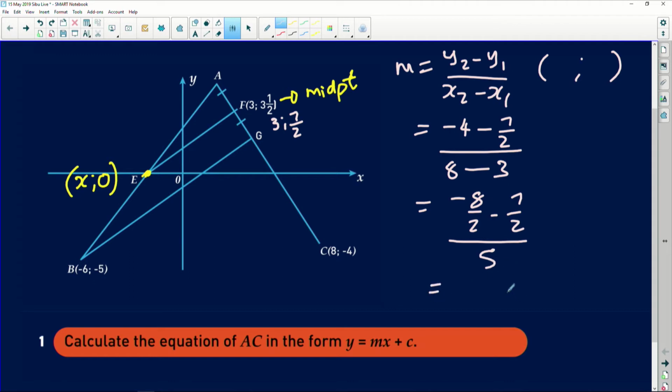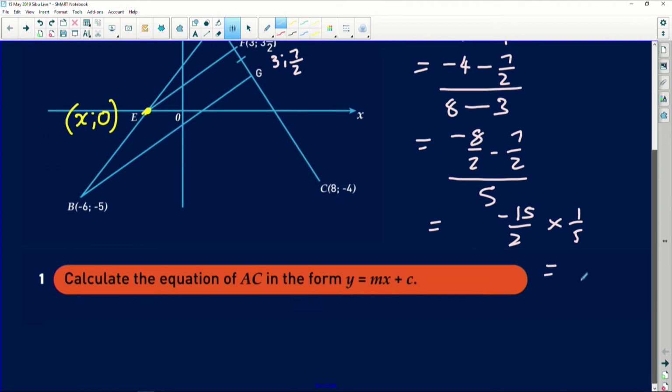If you simplify this, you are basically sitting with minus 15 over 2 times 1 over 5, which when you simplify further will just leave you with negative 3 over 2. That is the gradient that I have.